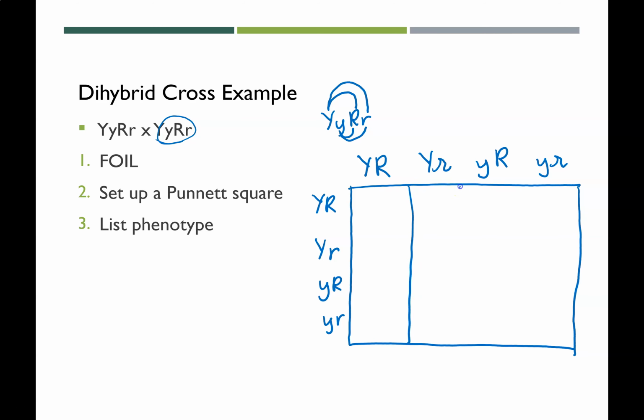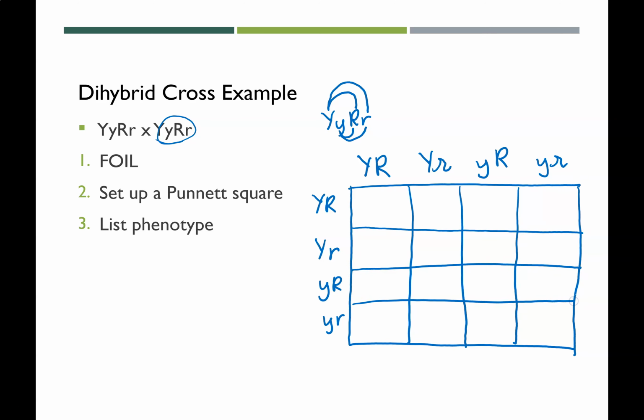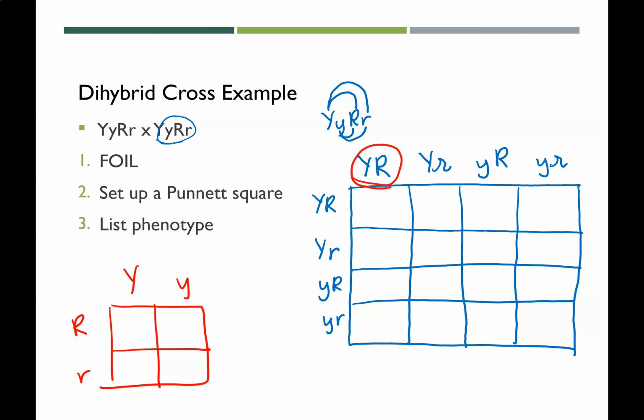So you should always ask yourself, am I looking at two different traits? If the answer is yes, you should have a 16 square Punnett square. If you say yes, I am looking at two traits, and you set up a 4x4 Punnett square, you are doing it wrong. This is the most common mistake that students make. If you have two different genes with two different alleles, you are making gametes that are combos of both of those alleles. So if your answer comes out to be this, you are doing the problem wrong.